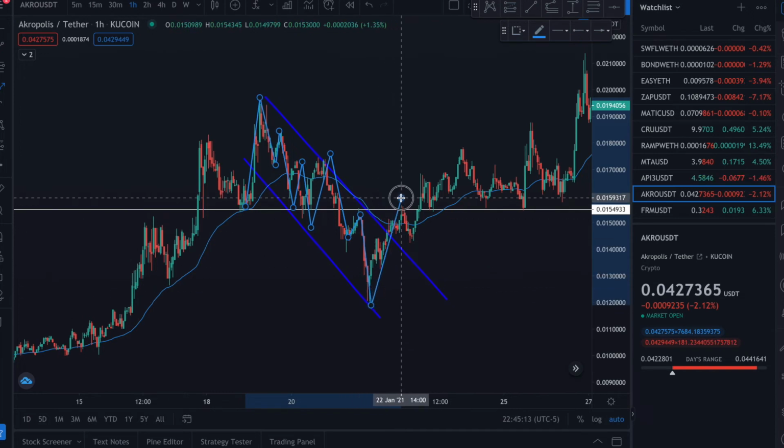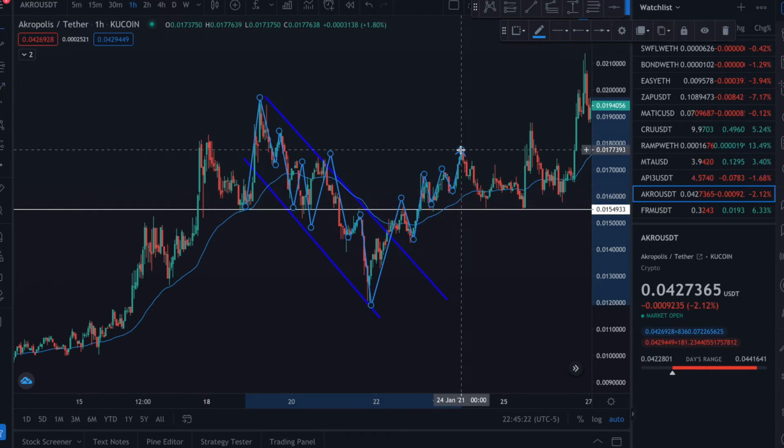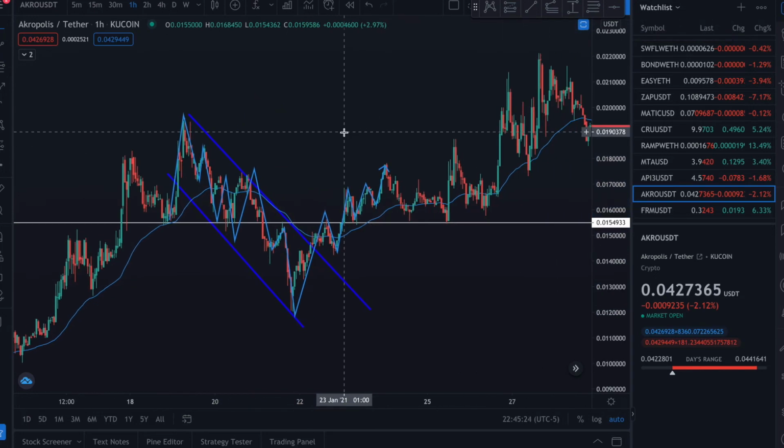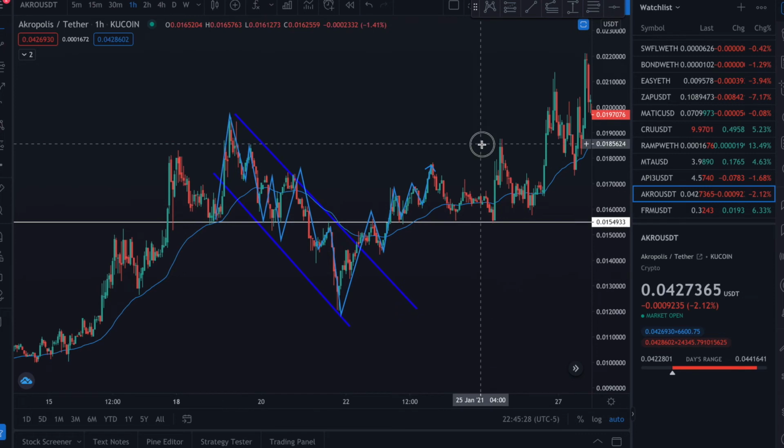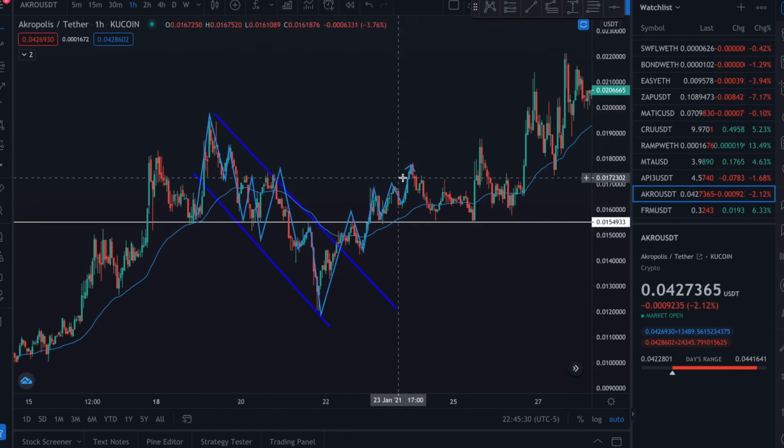Bounce down, boom, it finally broke out. It looked like it came down, almost trying to get you a confirmation there. Didn't break back in, and it's out. Okay, and that is your flag patterns. You're gonna see these everywhere in crypto, so definitely look out for it.